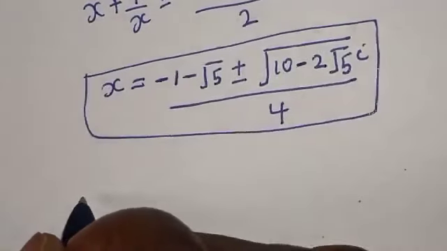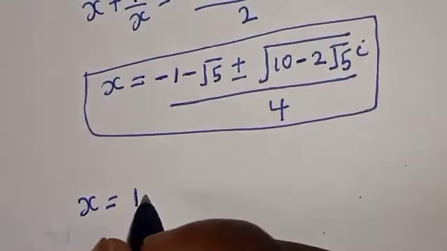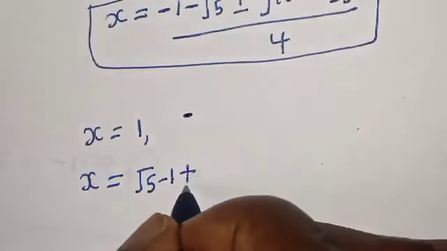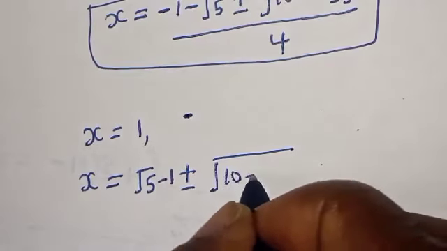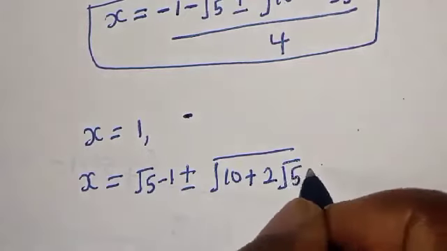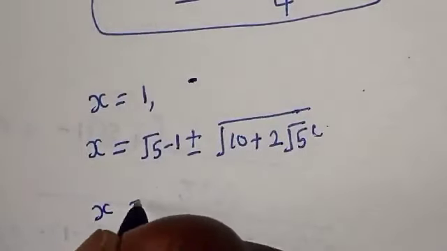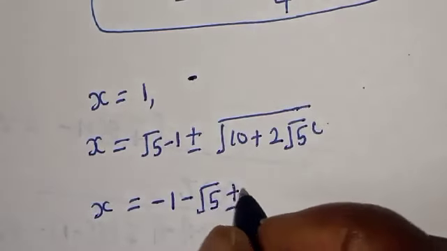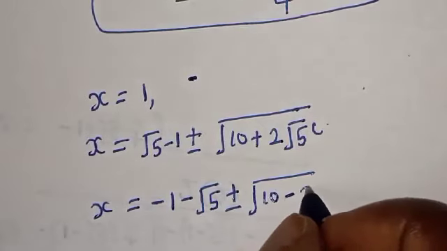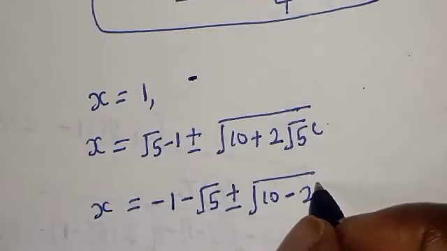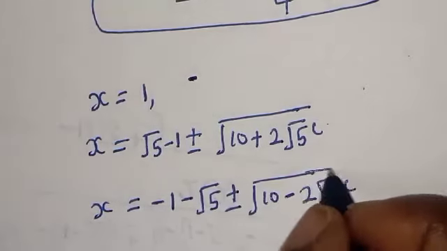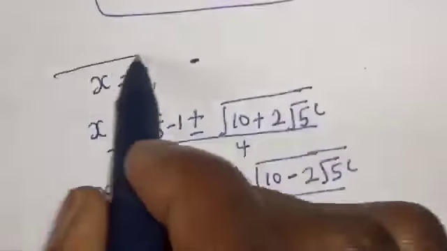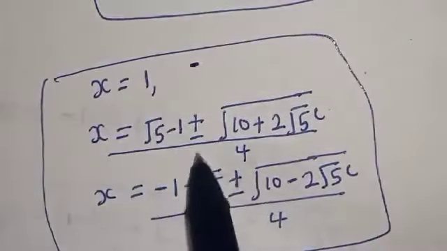Then the values of x are: x is equal to 1, x is equal to root 5 minus 1 plus or minus square root of 10 plus 2 root 5 i, then x is equal to minus 1 minus root 5 plus or minus square root of 10 minus 2 root 5 i, over 4. And this one is also over 4. That is our final answer. We have 1 real root and 4 imaginary roots.